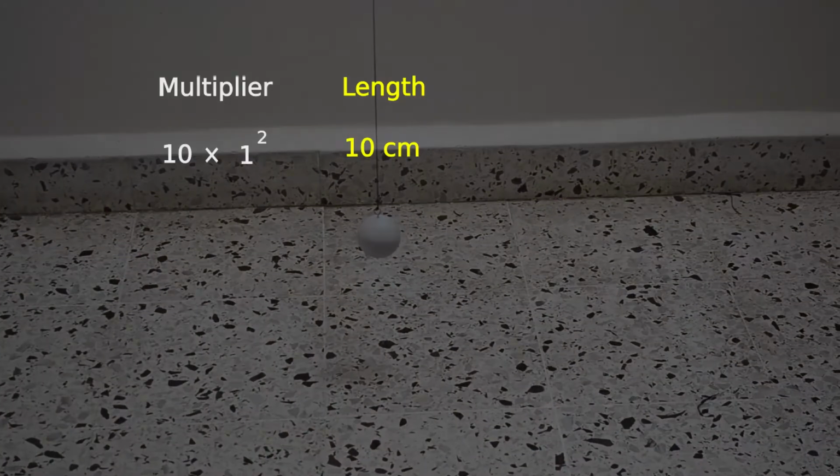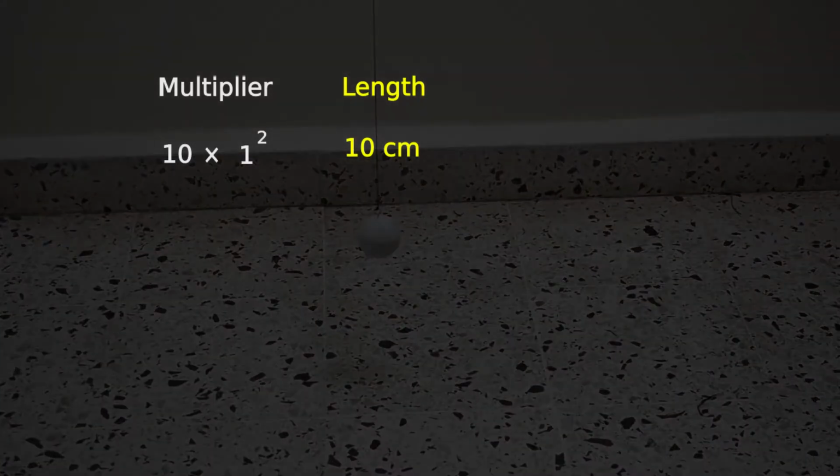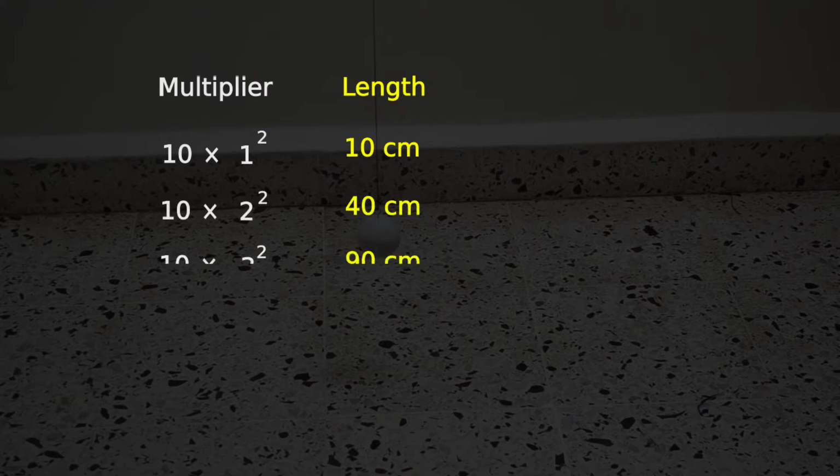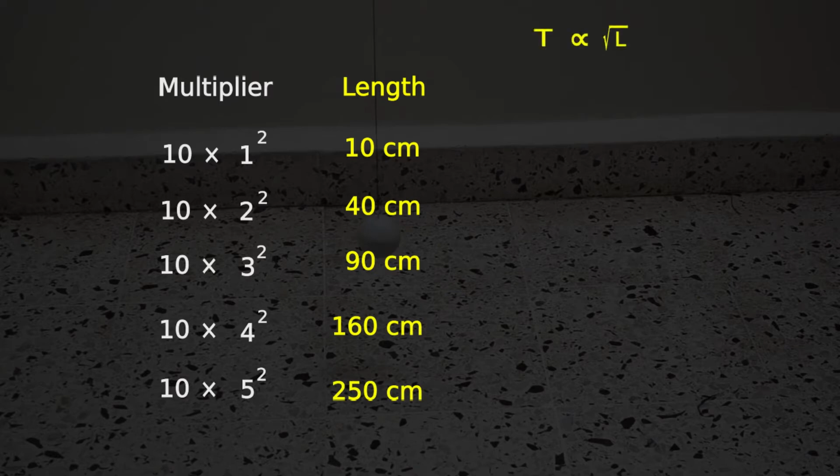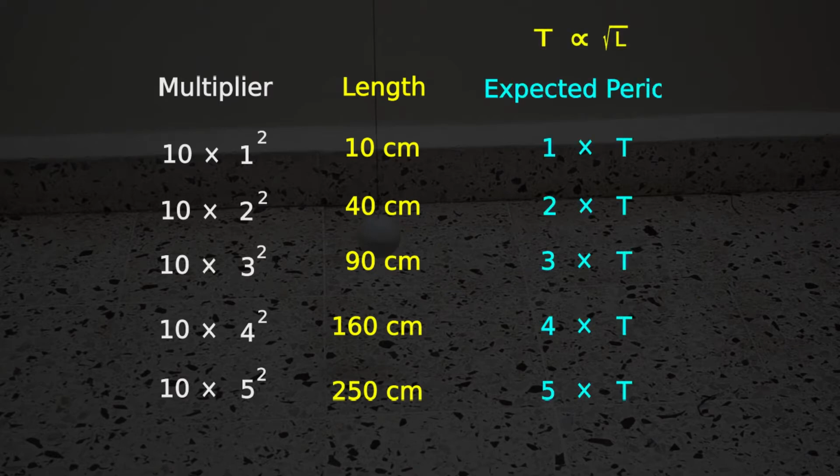I decided to hang this pendulum from the ceiling. This will allow me to try 5 different lengths. We will start with 10 cm and increase the length 4 times, 9 times, 16 times and 25 times. As period is proportional to the square root of the length, it should be twice, thrice, 4 times and 5 times that of the period with 10 cm length.